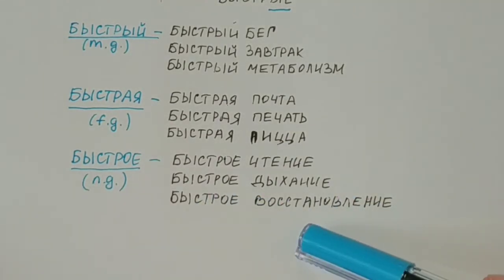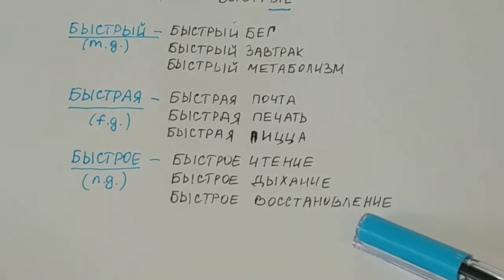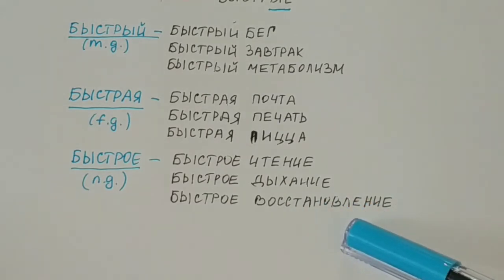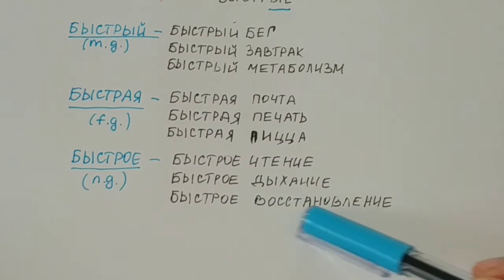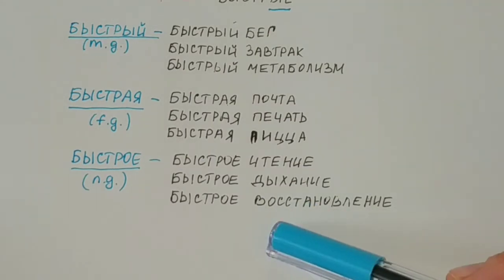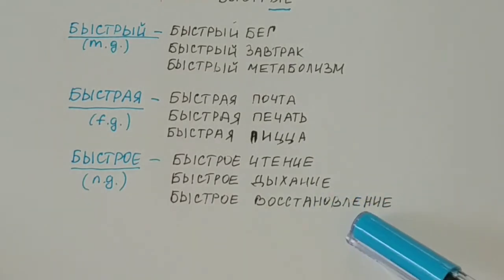And the last example is быстрое восстановление. Восстановление means a recovery, and быстрое восстановление is fast recovery, like from an injury or some trauma, and it is also a set expression, so it means a fast recovery. The noun is also of the neuter gender.